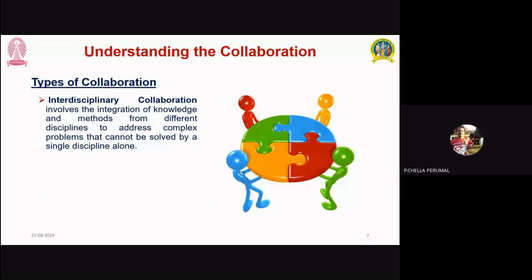The types of collaboration in academia. Interdisciplinary collaboration involves the integration of knowledge and methods from different disciplines to address a complex problem that cannot be solved by a single discipline alone. This type of collaboration is increasingly important as academic challenges become more complex and multifaceted. For example, the field of environmental science often requires collaboration between biologists, chemists, geologists, and economists to address issues like climate change.